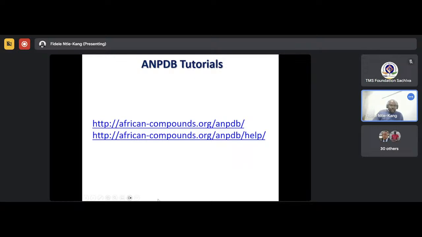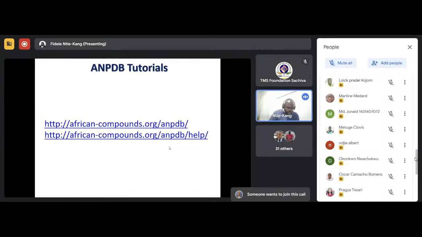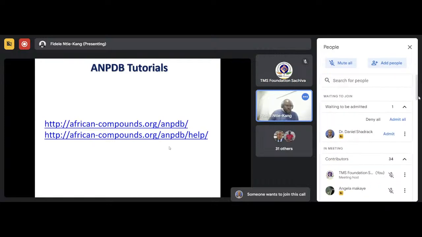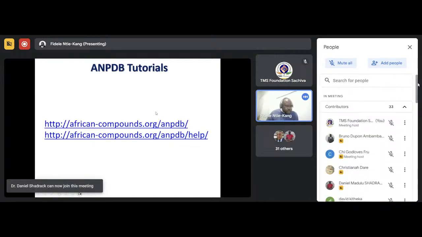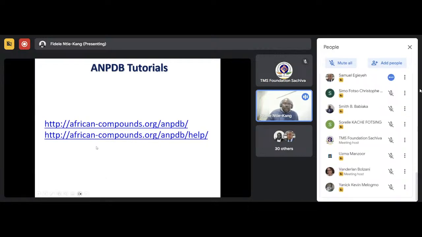I am not able to see my screen to follow up if you guys are having problems. So, if anybody has a problem, raise your hand. I will see if you can log into another device. All right, so african-compounds.org. If you have that, then we can move ahead. If you move ahead, you'll quickly see that you have general information about the database.